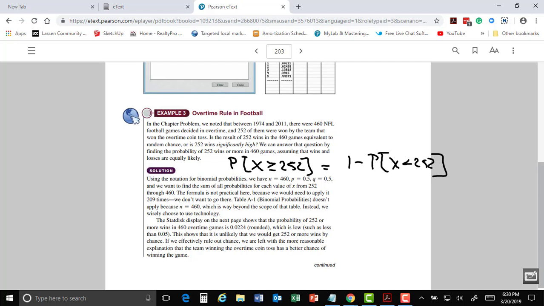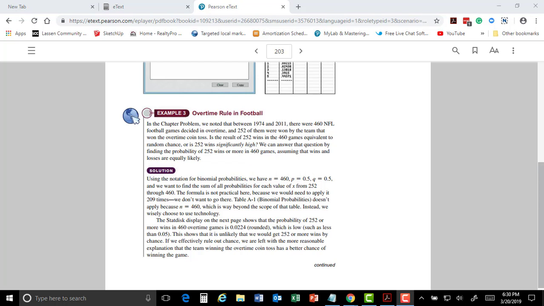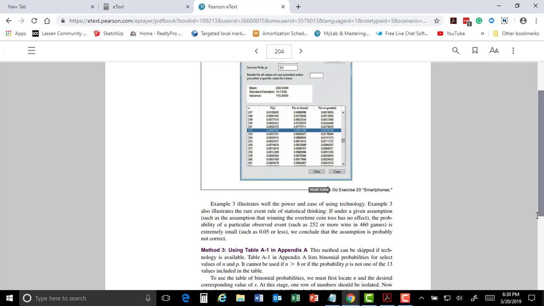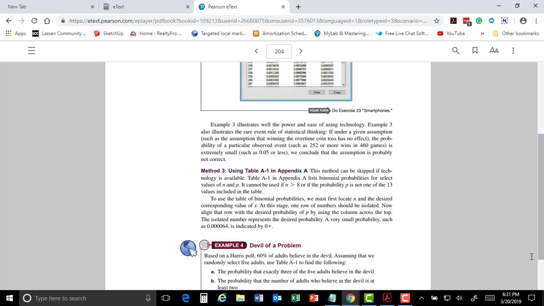Okay, let's get over to the homework. All right, so that does it. Let's see what they did here. Method 3 is using Table A-1. This method, we'll skip it.